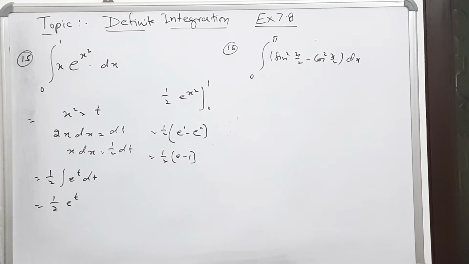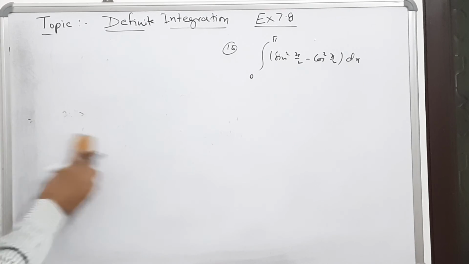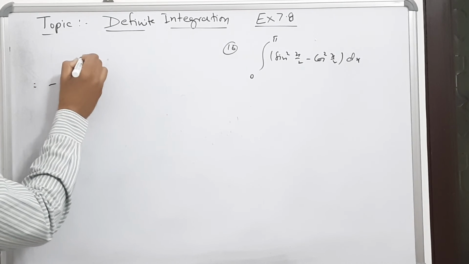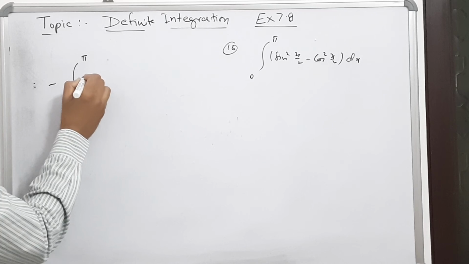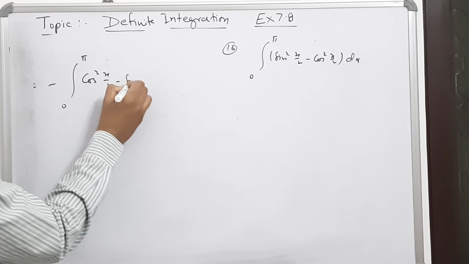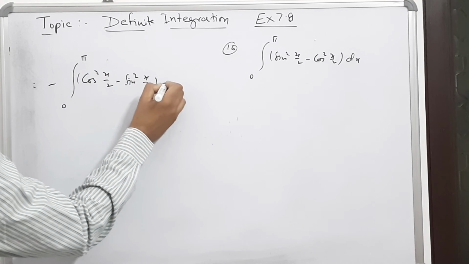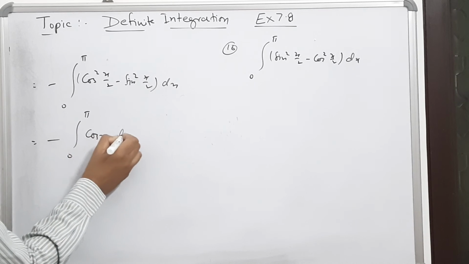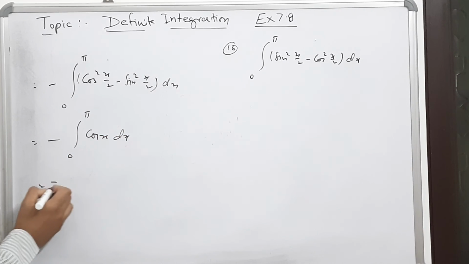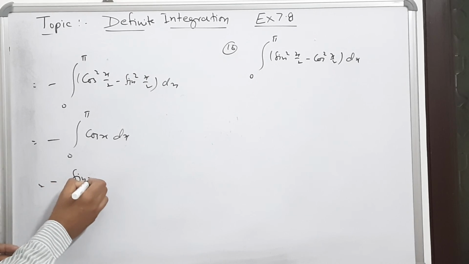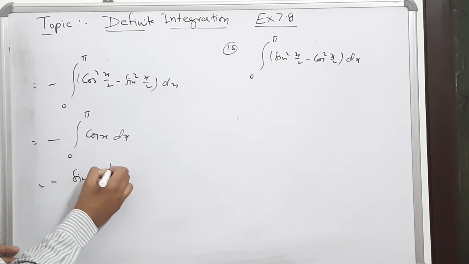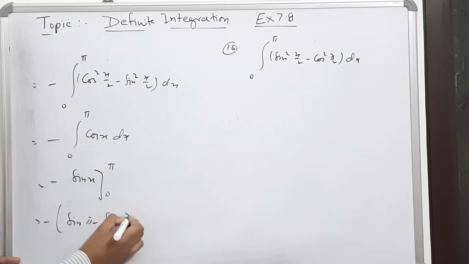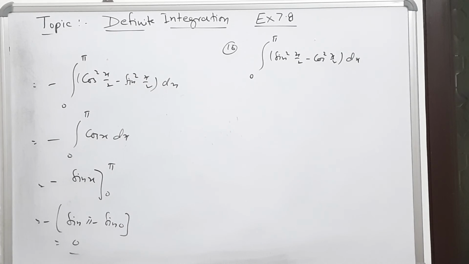Now in this, first we will apply the trigonometrical formula, and that formula will be, you take minus common, then it is cos square x by 2 minus sin square x by 2. So ultimately it is minus integral 0 to pi cos x dx. So the integral will be minus sin x, and the limit is 0 to pi. Now we write sin pi minus sin 0. So ultimately the answer is 0.